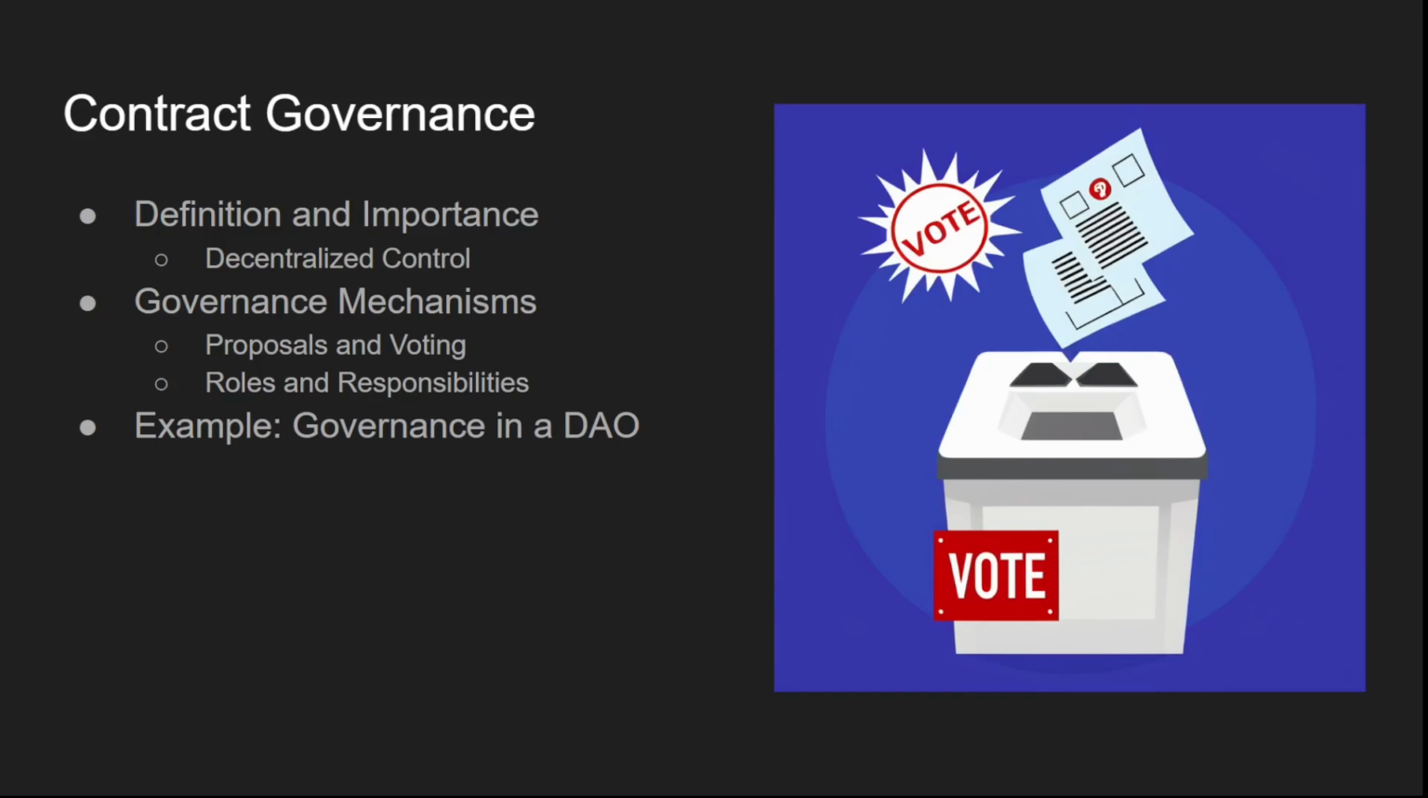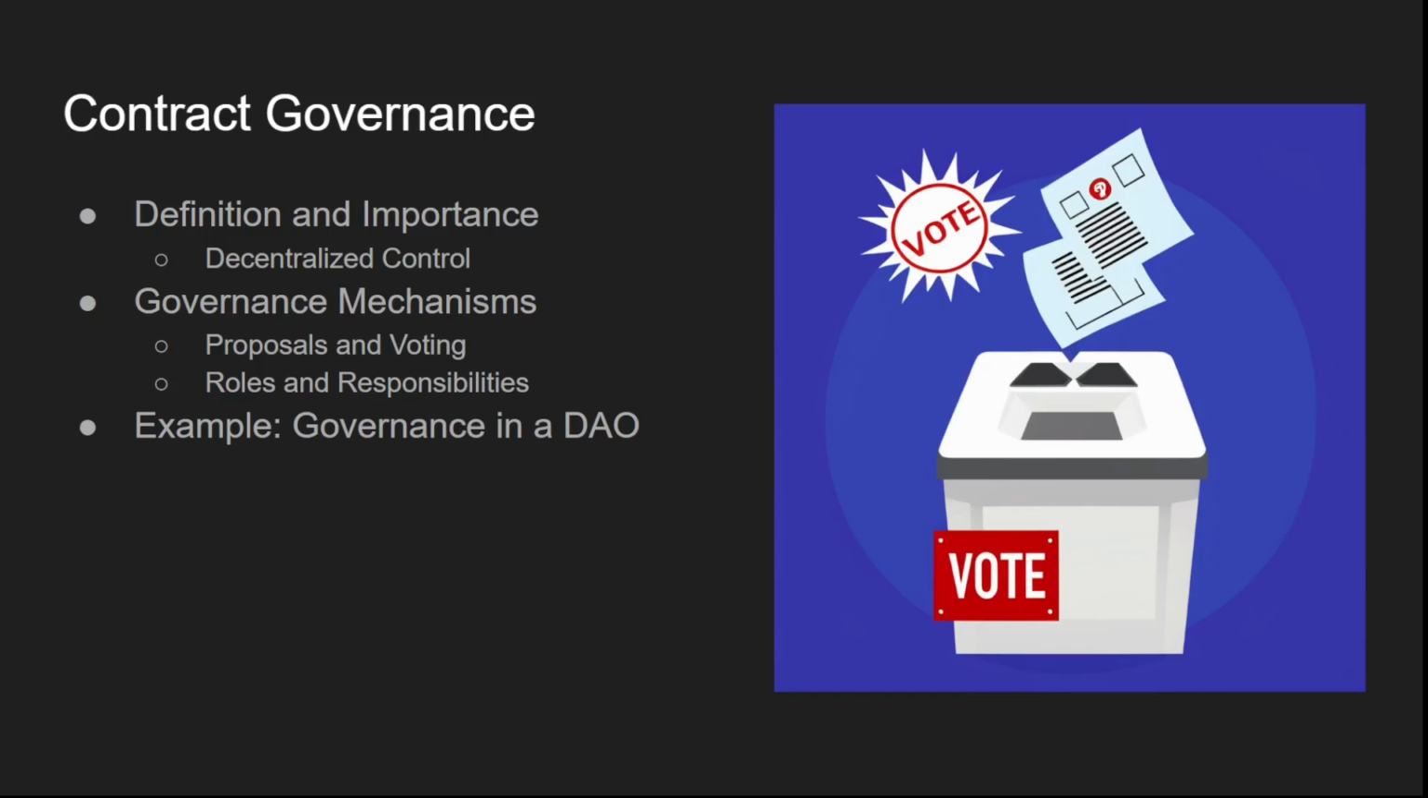The second common governance mechanism used in Agoric contracts are roles and responsibilities. Governance also involves defining roles and responsibilities. Different stakeholders may have different roles, such as administrators, auditors, or users, each with specific permissions and duties. Administrators might have the ability to propose upgrades, while users can vote on proposals. Auditors might be responsible for ensuring compliance with the contract's rules and policies.